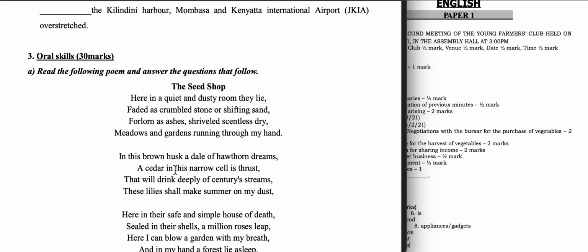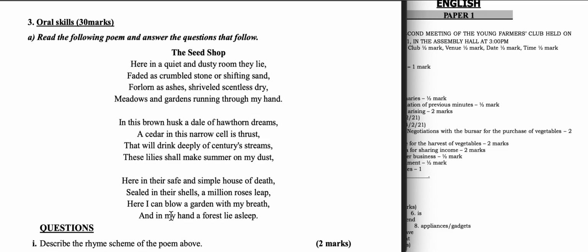In this brown husk, a dale of hawthorn dreams, a cedar in this narrow cell enthrust, that will drink deeply of century streams. These lilies shall make summer on my dust, here in their safe and simple house of death, sealed in their shells, a million roses sleep. Here I can blow a garden with my breath, and in my hand a forest lie asleep.